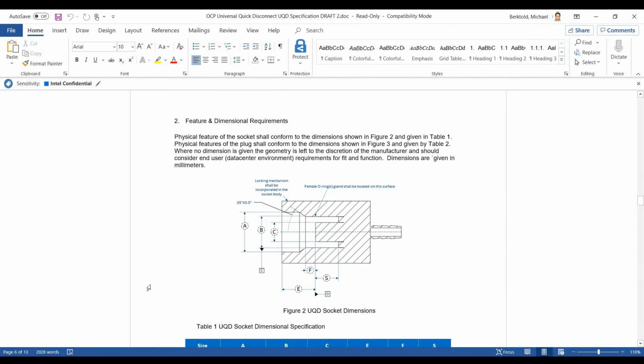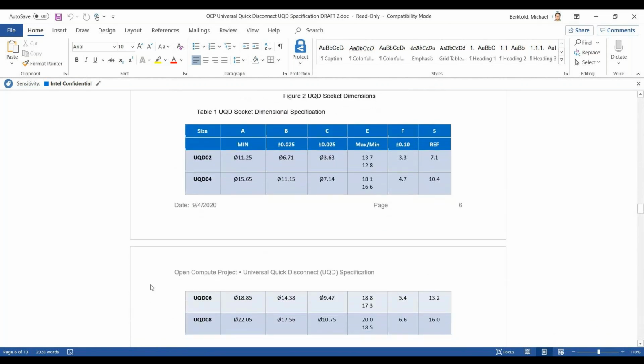Okay, go ahead and scroll down to the table. I don't like the table breaking in the page, but I'll have to fix that. So this is the UQD socket dimensional specification.